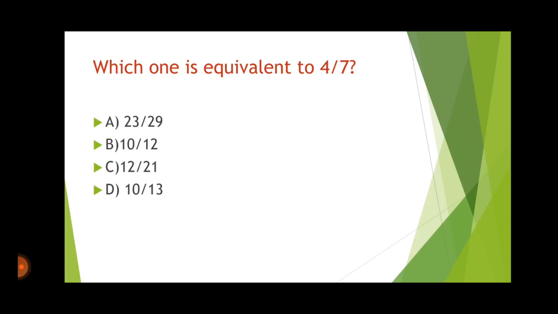Then let's go to a question. Which one is equivalent to 4/7, or which is equivalent to the ratio 4:7? Four options are there: 23/29, 10/12, 12/21 and 10/30. What will be the answer? The resultant ratio should be a multiple of 4. Numerator should be a multiple of 4 and the denominator must be a multiple of 7.